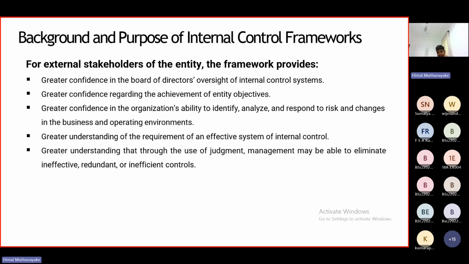They are looking at the outcomes, right? So through the internal control framework, what benefits do they get? Their confidence level will be built up: greater confidence in the board of directors' oversight of the internal control system. If there's a good internal control system, they are okay with the company. For example, shareholders are investing their money into the company, but they are not going to control the business.